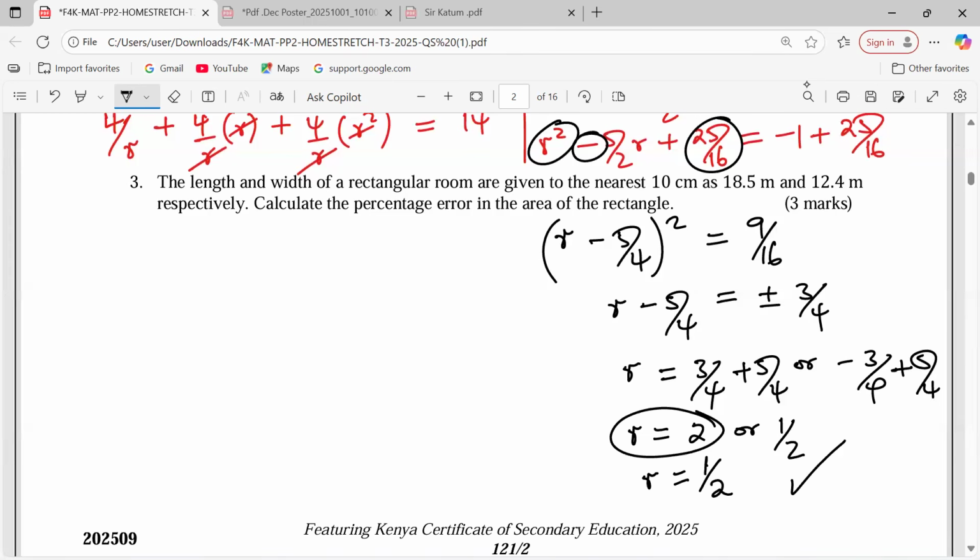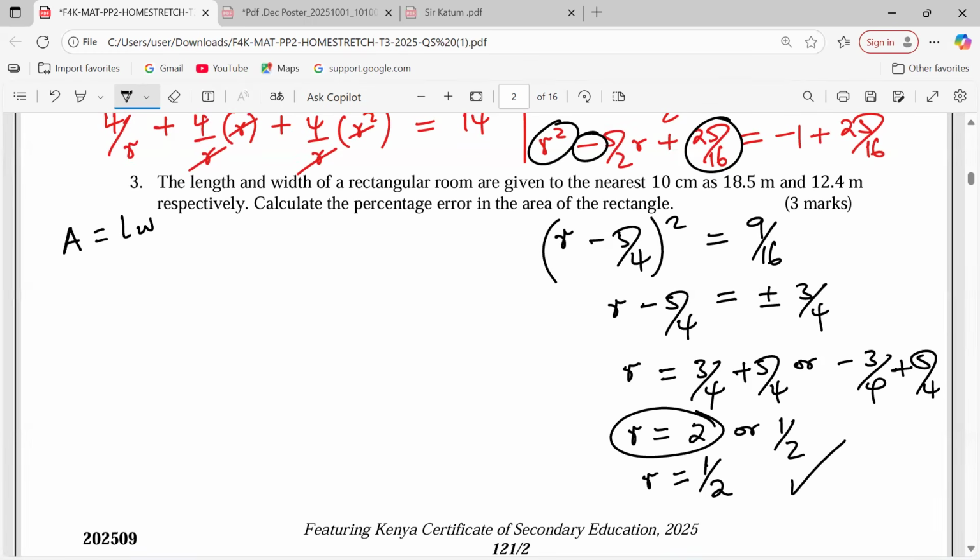Number 3, a question from errors and approximations. The length and width of a rectangular room are given to the nearest 10 centimeters as 18.5 meters and 12.4 meters respectively. Calculate the percentage error in the area of the rectangle. We know very well that the area of a rectangle is given by length times width. But here come dimensions which have been recorded to the nearest 10 centimeters.